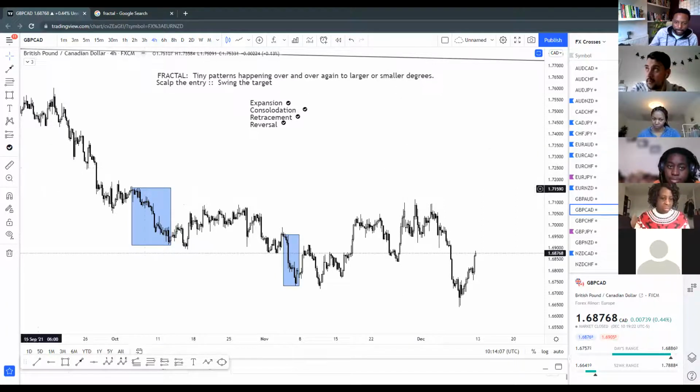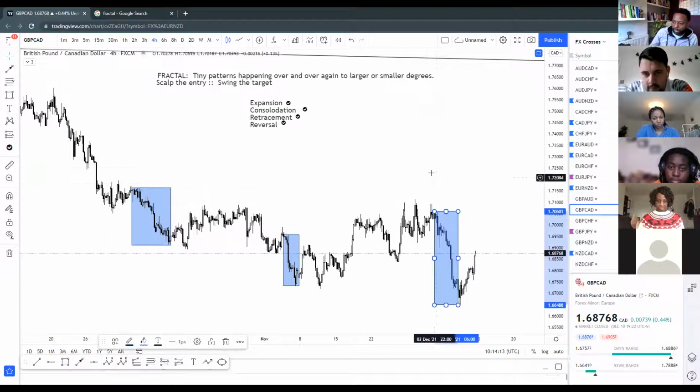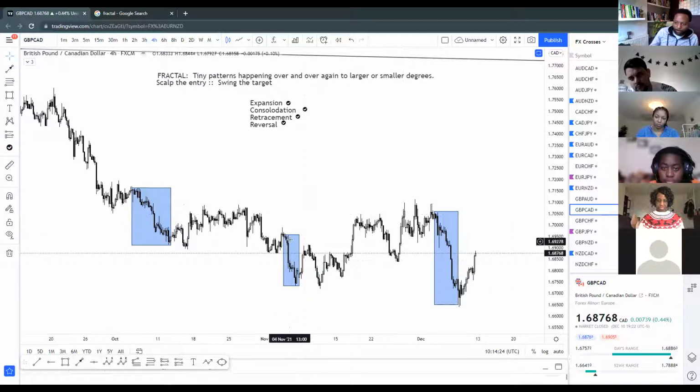So yeah, here's another one. See that? Everybody sees that? Expansion. So you could even call this a reversal, but that could be an expansion as well. You see that? Could be.